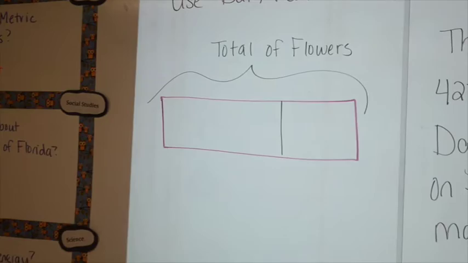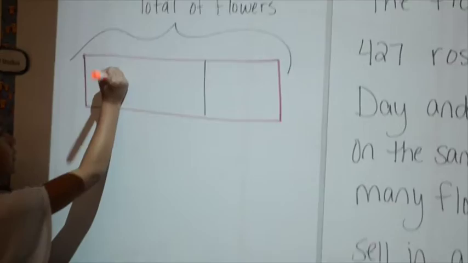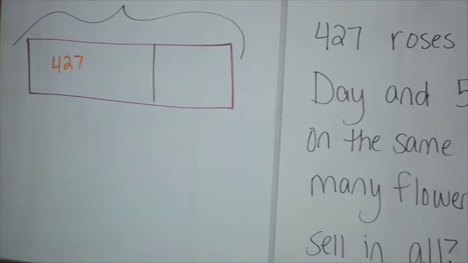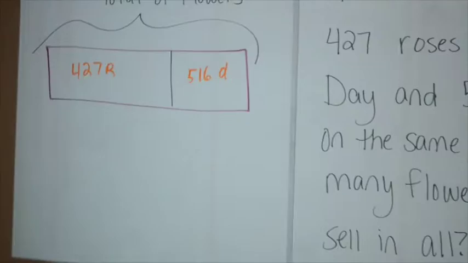Good. So what do we know about our bar? Part of it represents what? Part of it represents 427. 427 what? Roses. Good. What's our other part represent? The other part, 516 daisies. 516 daisies. Jace, go back and read our question. How many flowers do they sell in all? Okay. How do we use our bar to figure that out, Ariana? We're going to add them together.